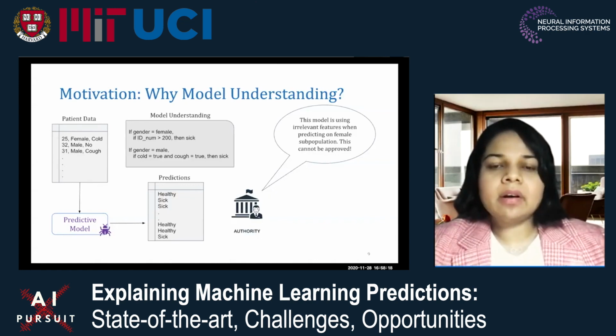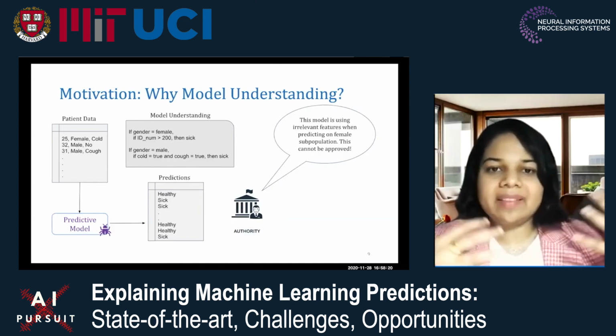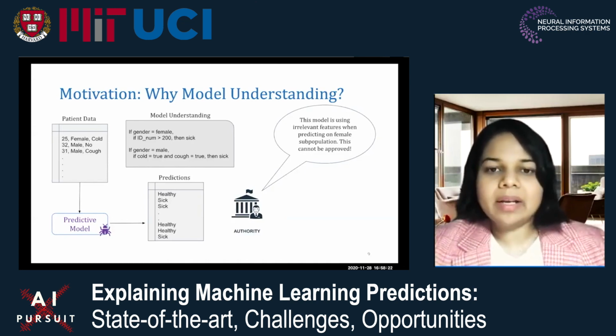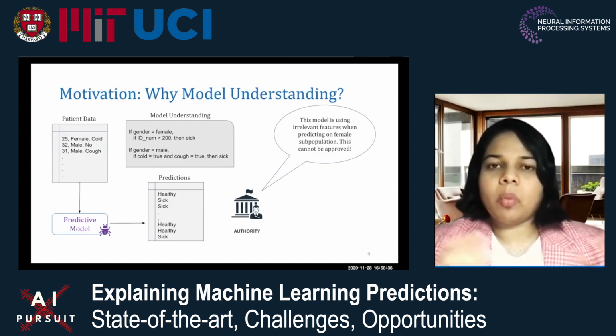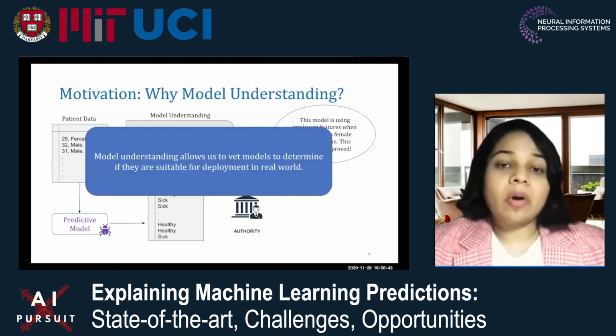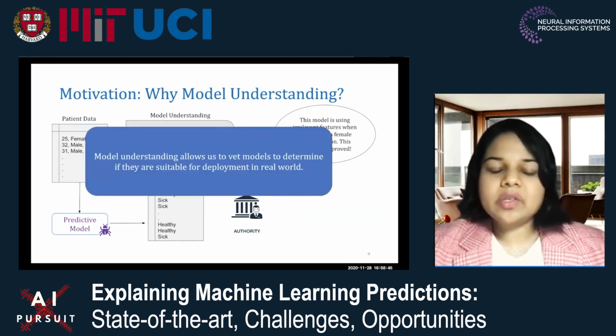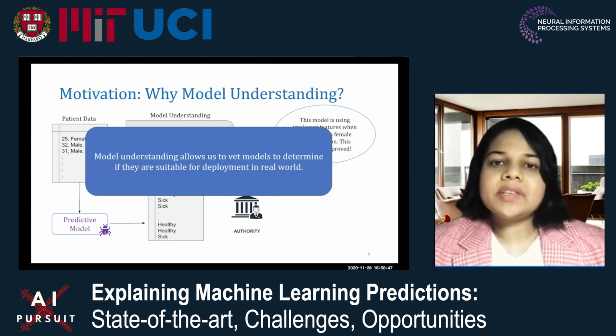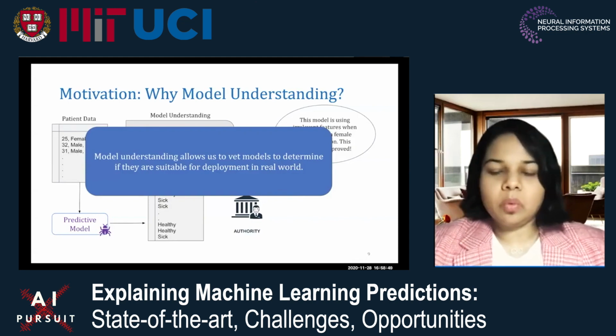And looking at the deeper understanding, or looking at the explanation that we have of the model, the regulatory authorities quickly realize that this model is using irrelevant features like ID numbers when making predictions on the female subpopulation, and therefore is not really suitable for wider deployment at this time. So in this case, model understanding has allowed the regulatory authorities to vet models to determine if they're suitable for deployment in the real world.